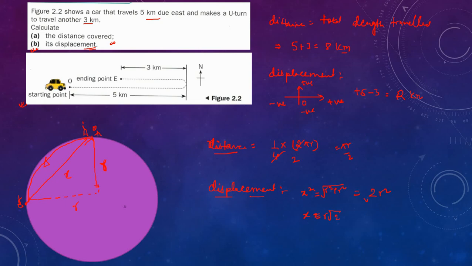So if you know the r, you can figure out what is the displacement, what is the distance based on this. Always remember, displacement cannot be more than distance. Maximum it can be equal, but it cannot be more than that. So I hope this is clear to understand about these two vector and scalar quantity.